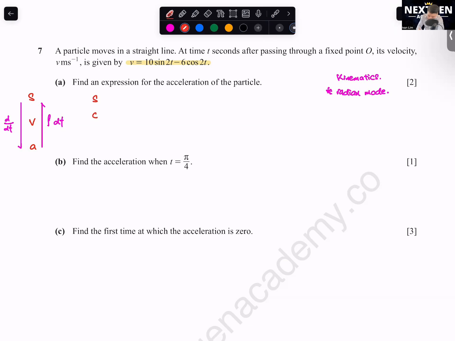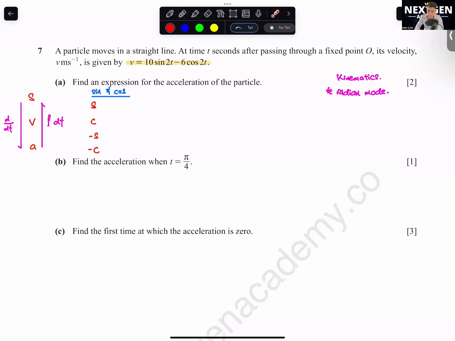S, C, negative S, negative C. This is your differentiation and integration for sine and cos. Okay, anyone has no idea what I am referring to here? Yes, okay, S, C, negative S, negative C. So you just remember it like that.